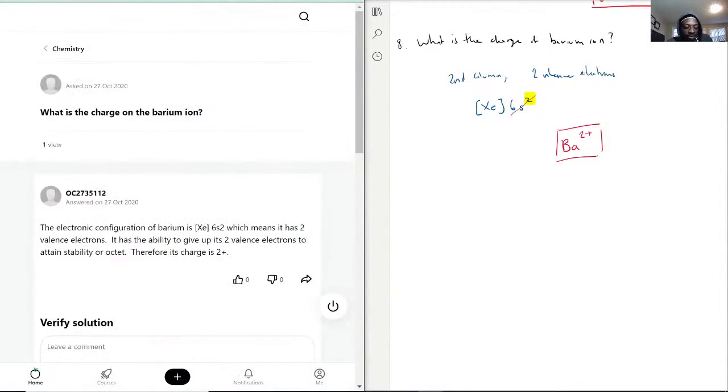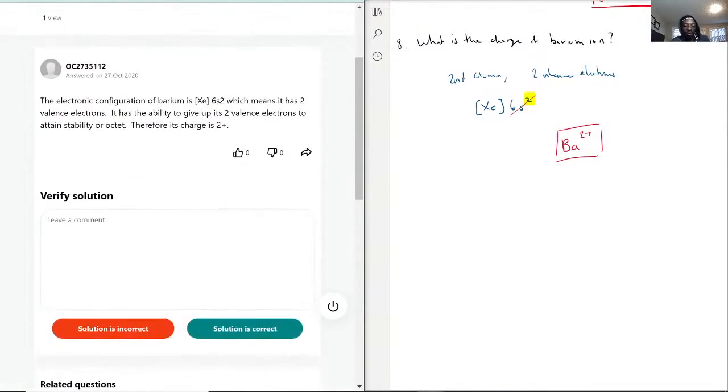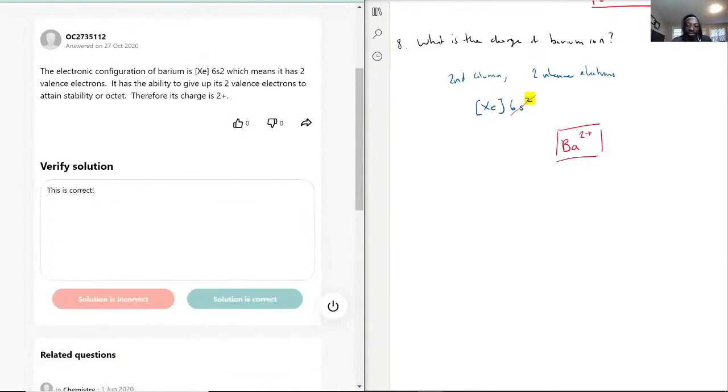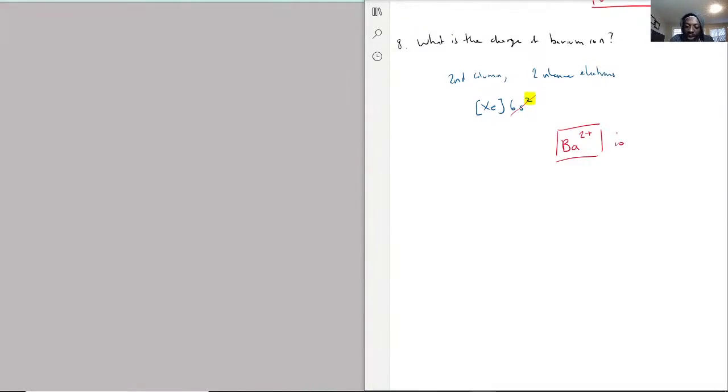Okay, so actually electron configuration is what they use here in this question, and it is 6s2, which means it has 2 valence electrons, and then it gives us that 2 to fill the octet rule rather than trying to gain 6 more. Therefore, the charge is 2+. This is correct. So exactly, this is a barium 2+ ion.